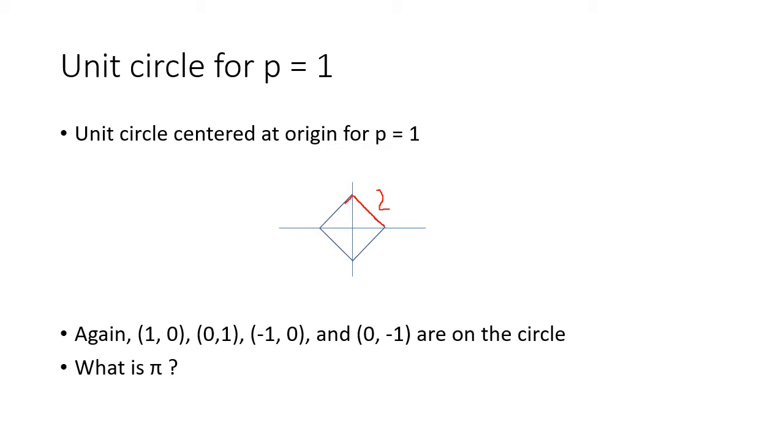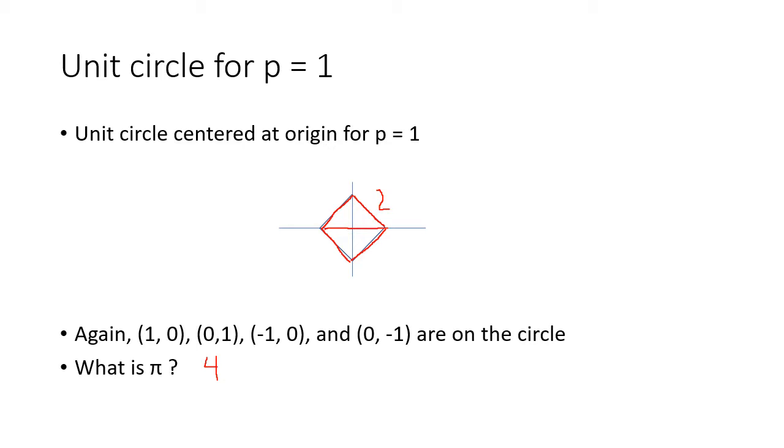We go all the way around the circle. There are 4 sides of length 2, and so with 4 sides of length 2, the total circumference is 8, and the diameter is 2. So in this case, pi has a value of 4.